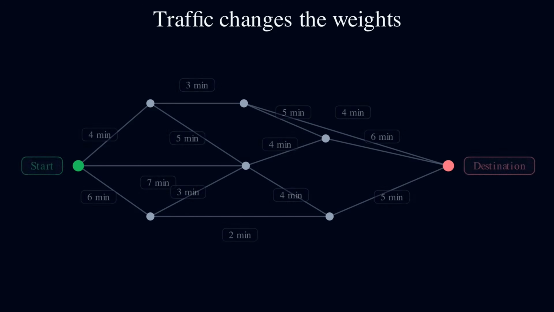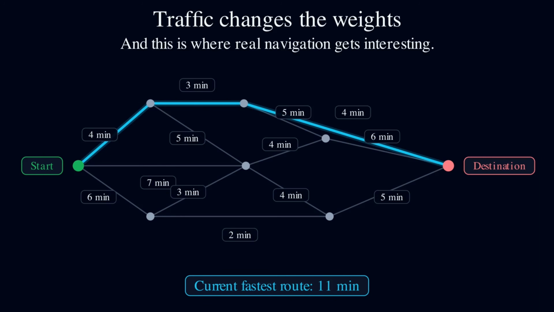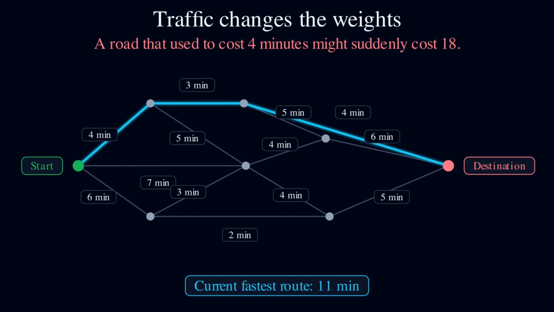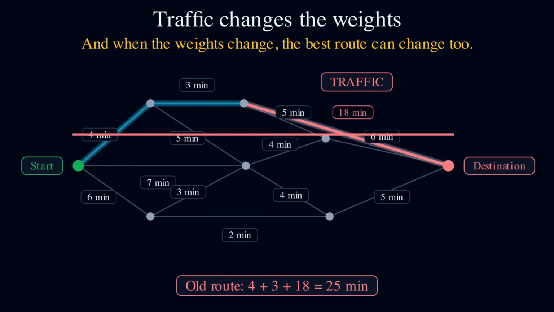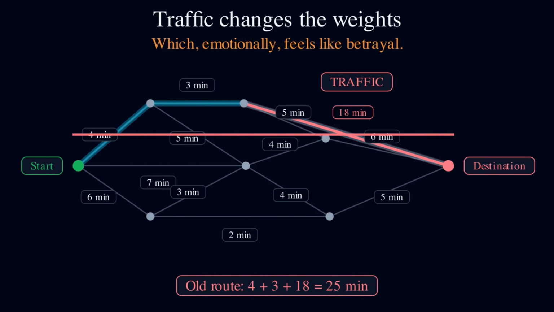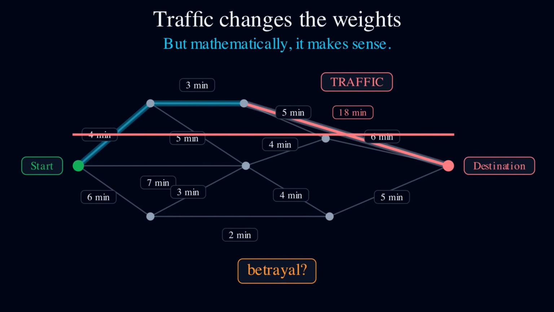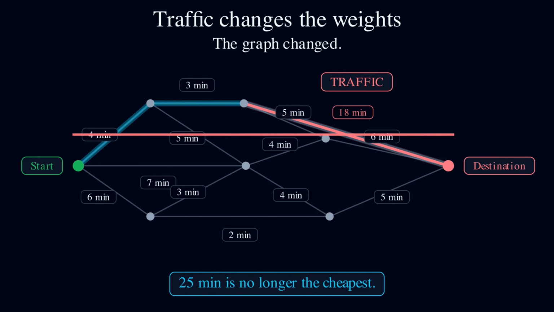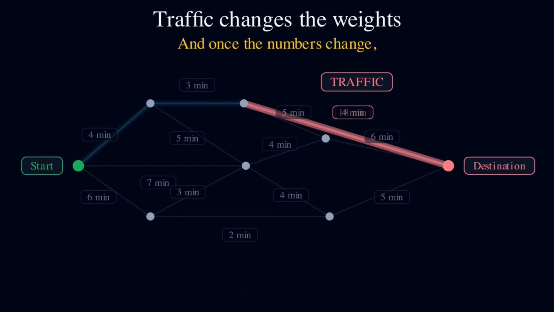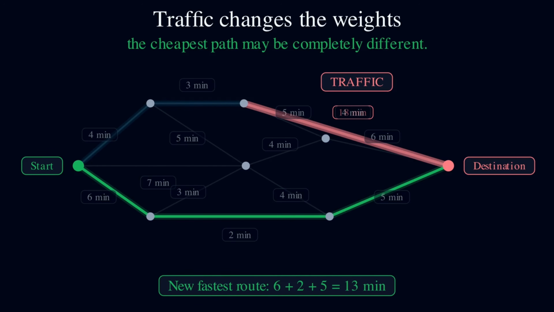And this is where the real navigation gets interesting. Traffic does not necessarily change the shape of the graph. The roads are still there, the intersections are still there, but traffic changes the weights. A road that used to cost 4 minutes might suddenly cost 18, and when the weight changes, the best route will change too. That is why your navigation app sometimes says rerouting, which emotionally feels like betrayal, but mathematically it makes sense. The graph has changed, not the dots, not the lines, the numbers. And once the numbers change, the cheapest path may be completely different from what was initially the cheapest path.